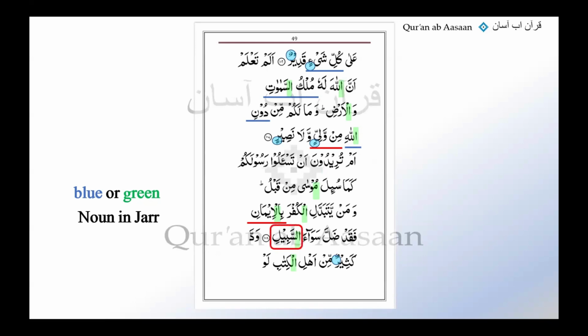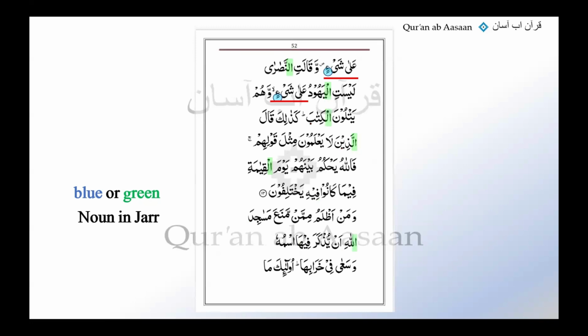As-sabili. Yes, that is sawa as-sabili. That is also murakkab idafi. Beautiful. Any other one on this page? Al-kitabi. That is a colored noun in jar. Looking back, also we have a no al, no tanween possessed noun. So ahl al-kitabi is also going to be our murakkab idafi. All right. Now this is page number 52.